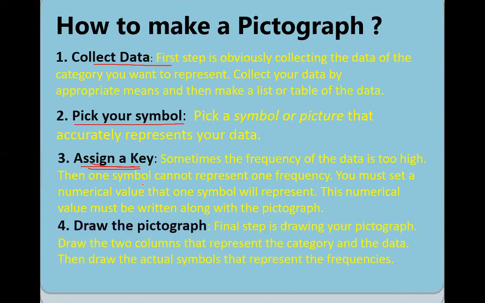The next step is that you have to draw the pictograph. After collecting the data, after picking your symbol, after assigning a key, then you have to draw a pictograph. This is the final step. Then you have to make 2 columns to present the category and the data. Then you have to present the actual symbols that you have used, and then present the information which is assigned by a key.